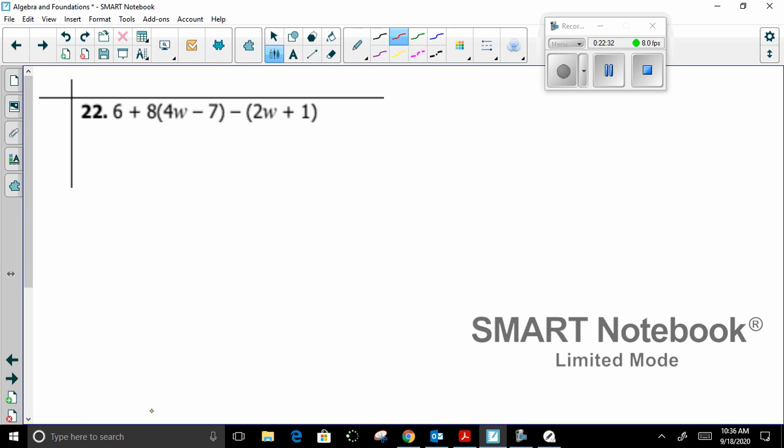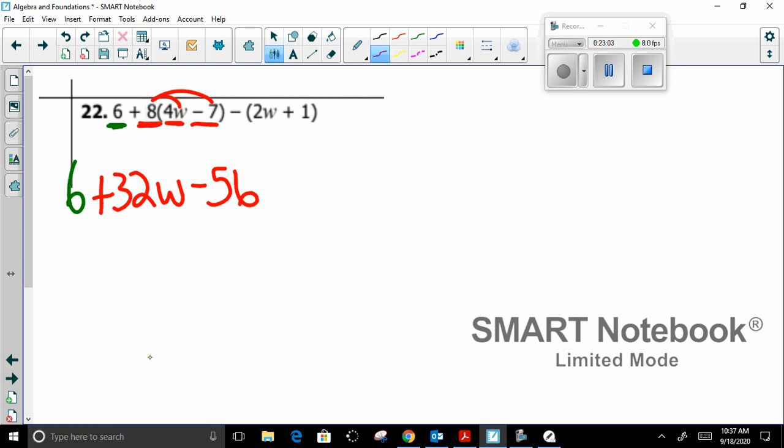All right. I got to get rid of parentheses. Distribute. The 8 is in front of you. Always have to get rid of parentheses first. The 8 is in front of parentheses. That's the only thing that gets distributed. This 6 stays by itself, and then this +8 is getting distributed. So +8 times 4w is +32w. +8 times -7 is -56.